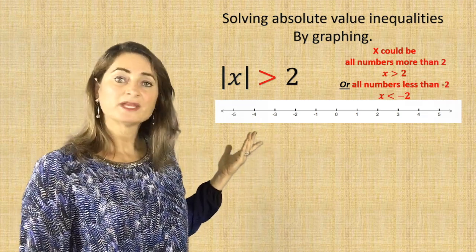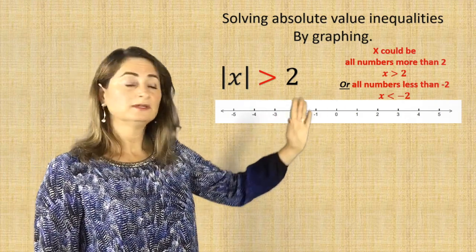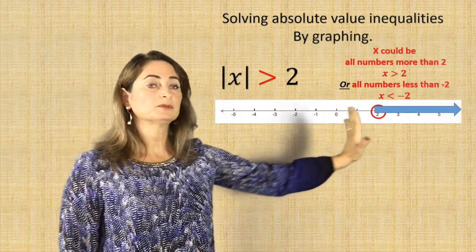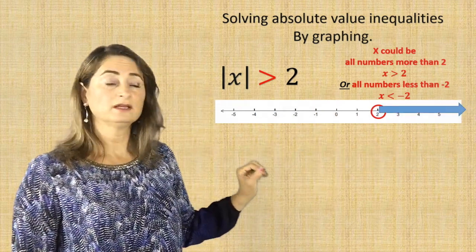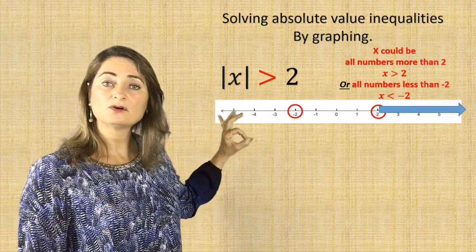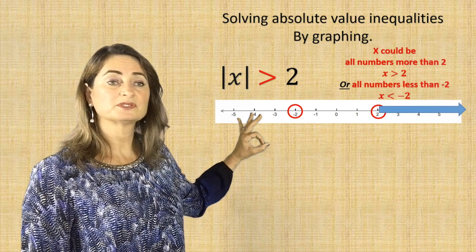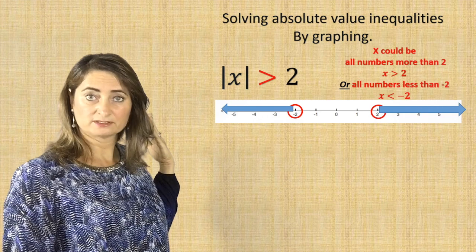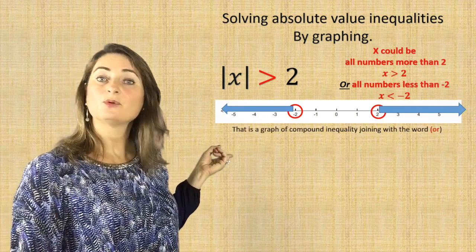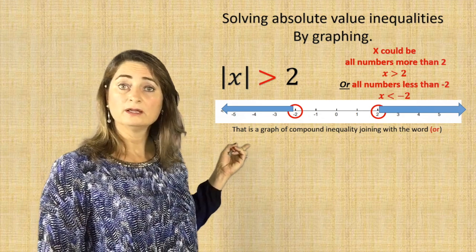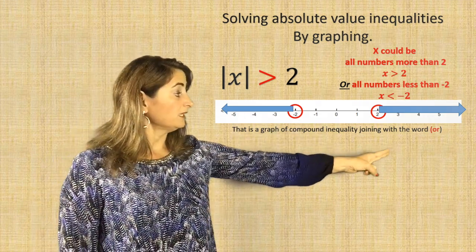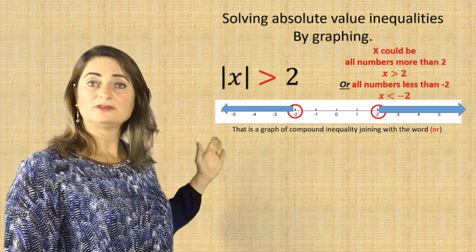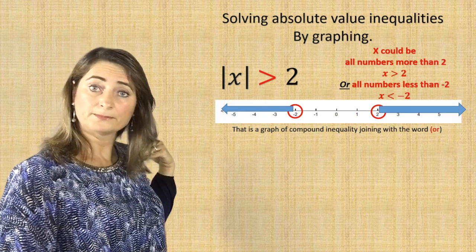So bring your number line and let's graph x more than 2. Since 2 is not a solution, use an open circle, and I need all possible numbers more than 2, so go to the right. Then also use an open circle at negative 2, since I need all possible numbers less than negative 2, so bring your arrow to the left. Does that remind you of the compound inequality joined by the word or? Think about it: 3, 4, 5 have the same distance from the zero as negative 3, negative 4, negative 5, and so on.